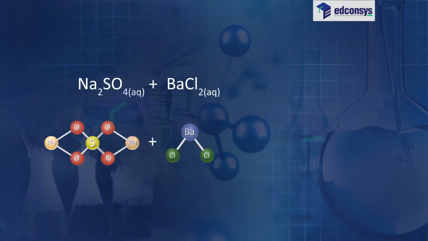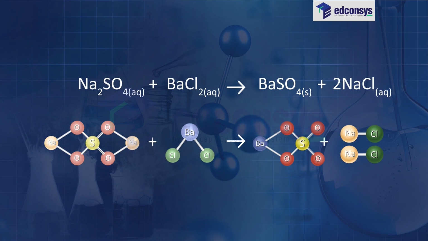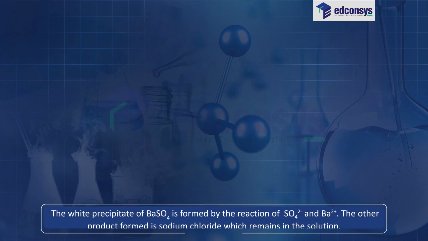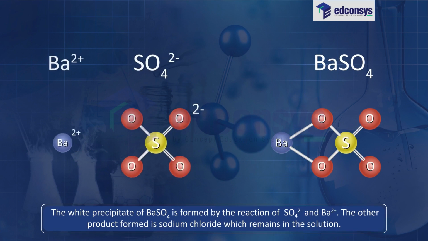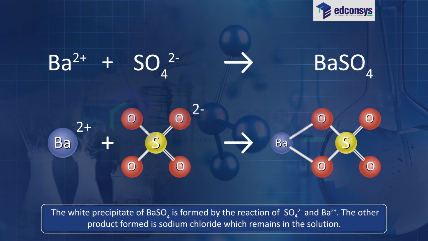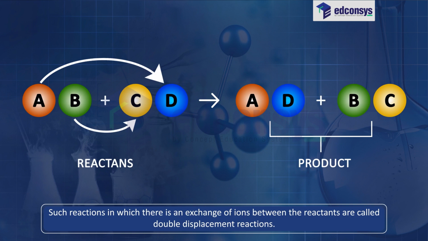Na2SO4(aq) + BaCl2(aq) gives BaSO4(s) + 2NaCl(aq). The white precipitate of BaSO4 is formed by the reaction of SO4 2- and Ba2+. The other product formed is sodium chloride, which remains in the solution. Such reactions in which there is an exchange of ions between the reactants are called double displacement reactions.